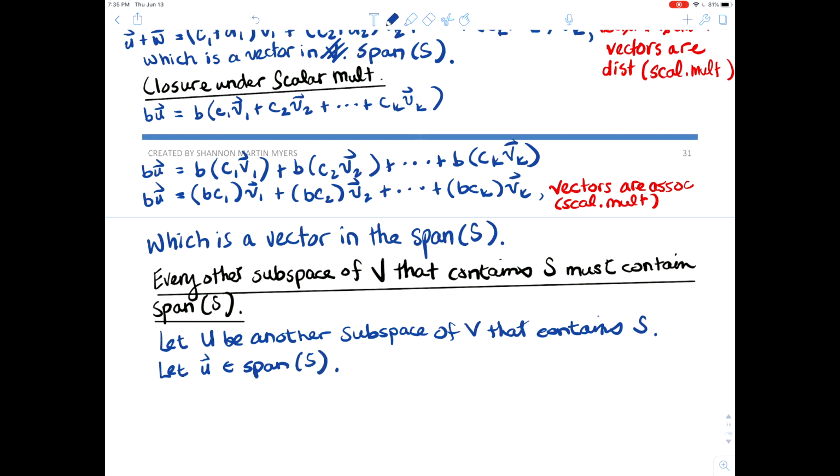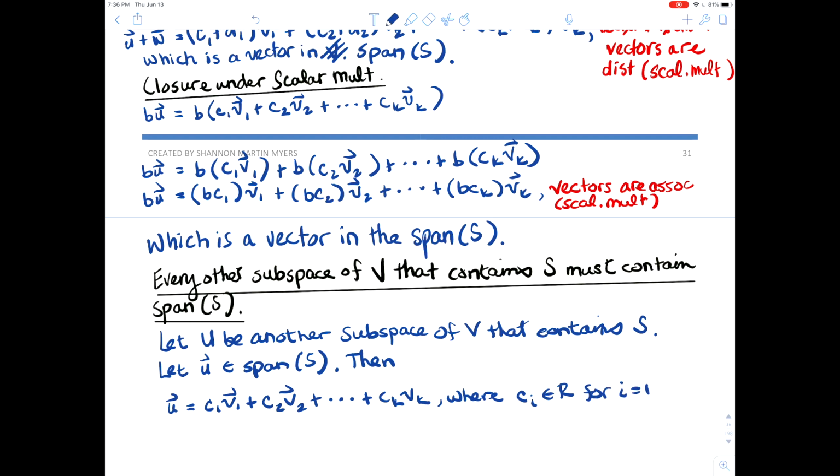But what does that mean? That means that U would have to equal what? C1 V1 plus C2 V2 plus dot dot dot plus CK VK, where CI belongs to the real numbers for I equal 1, 2, 3, all the way down to K, right? Just by definition of span, all right?